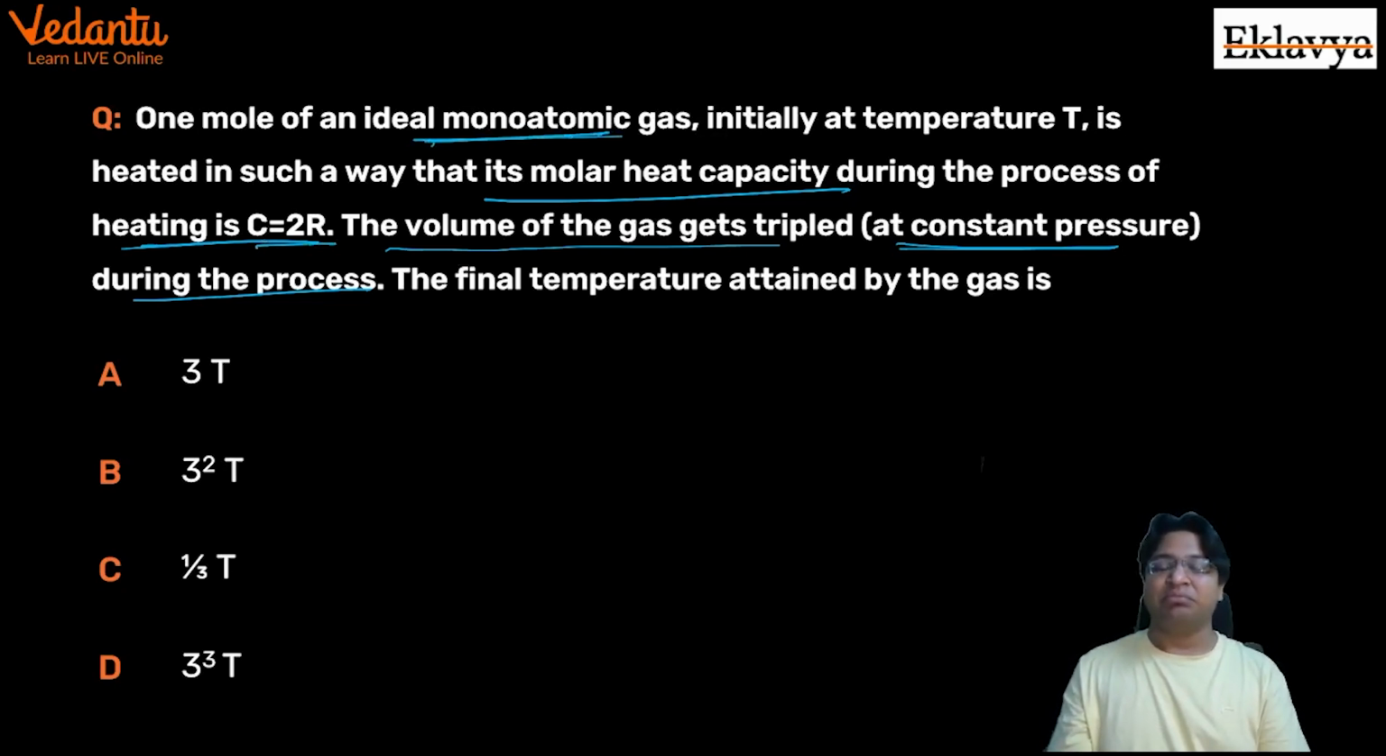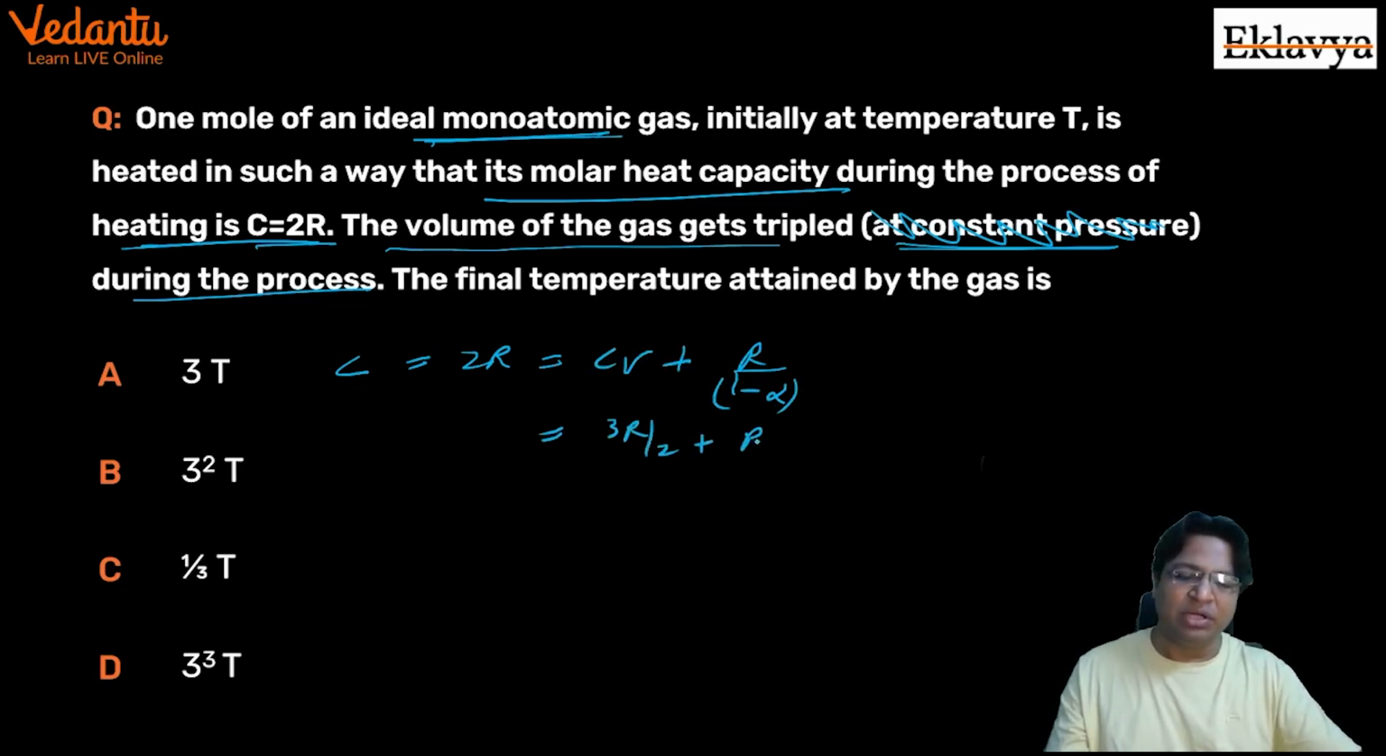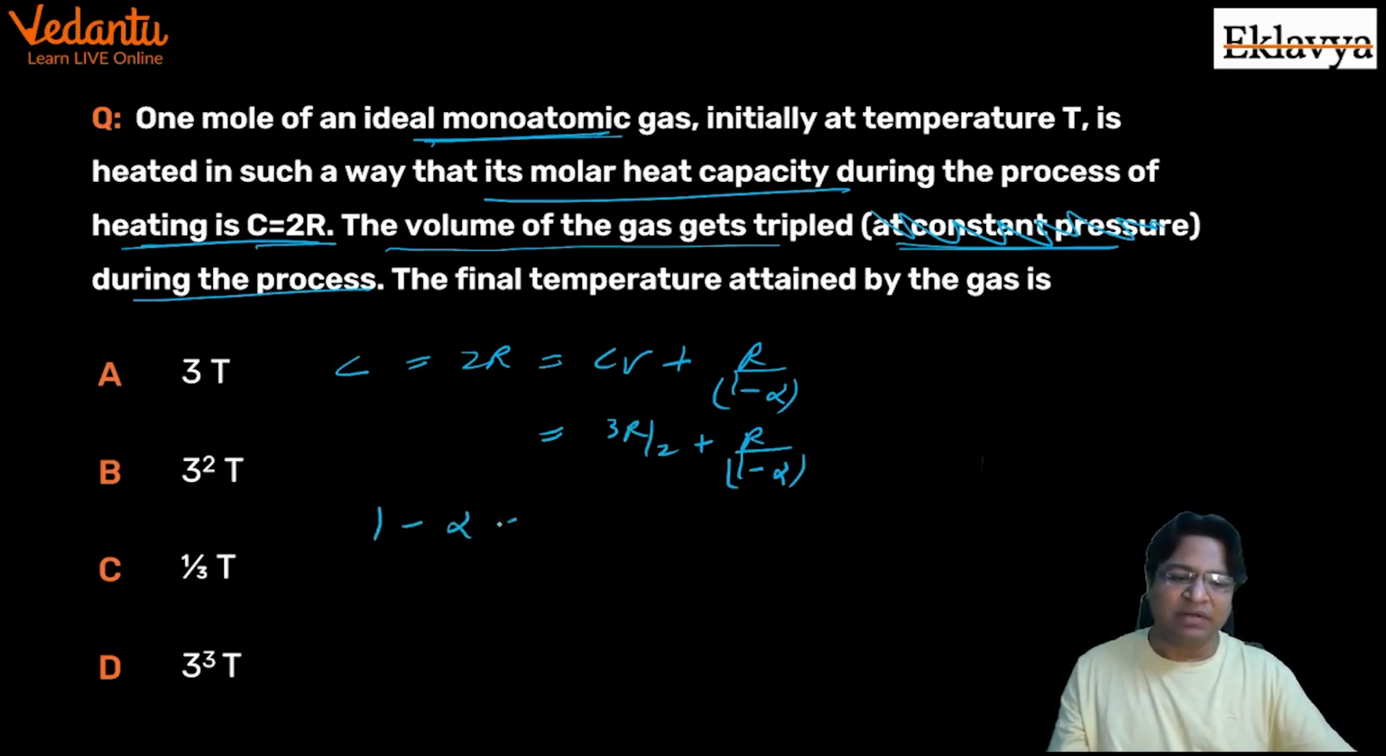If I ignore the constant pressure part, then what is the question saying? That we have done a process for which C is 2R. Now C is constant, so it's a polytropic process. For any polytropic process, C can be written as Cv plus R upon 1 minus alpha. It's a monatomic gas, so Cv would be 3R by 2. So what is the value of alpha? 2R minus 3R by 2 is R by 2. So 1 minus alpha should be equal to 2, and alpha comes out to be minus 1.